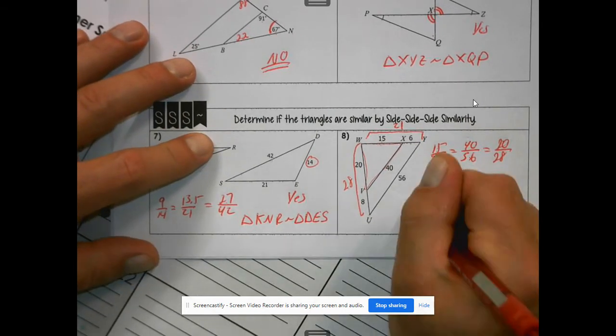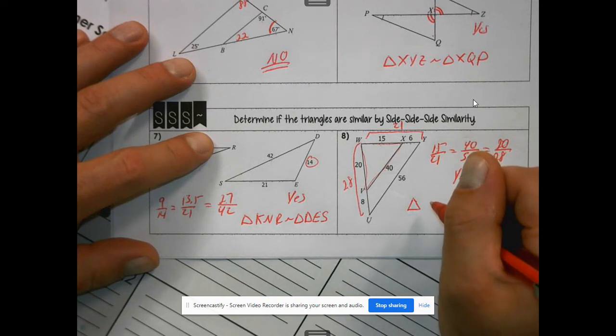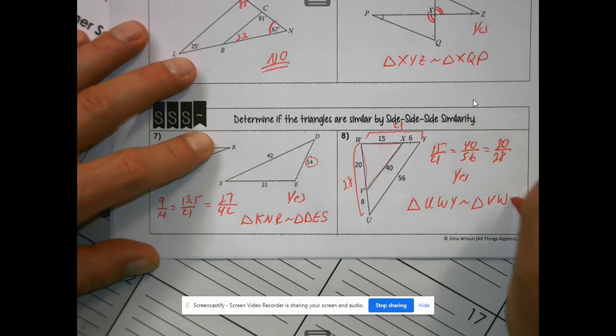Similarity statement. Let's go U, W, Y for the big guy. U matches with V, W to W, Y matches with X.